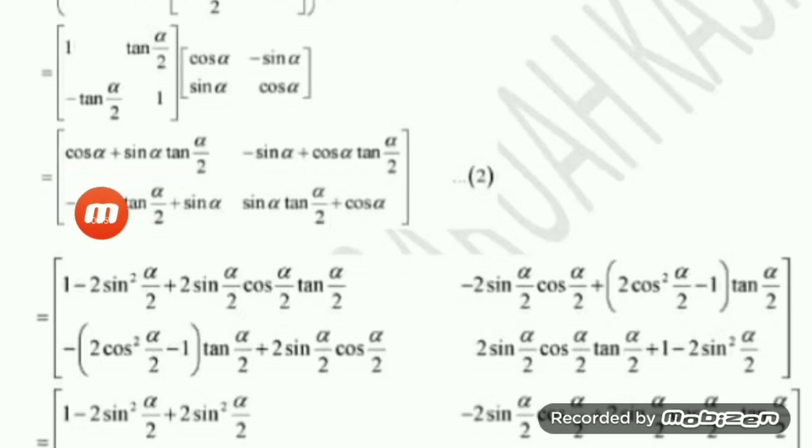When I explained it in Google Meet, what did I do? I broke tan alpha into sin alpha by cos alpha, you can do it that way. But now in this question, what have I done? We have just used the submultiple angle formula, that is cos alpha is equal to what?